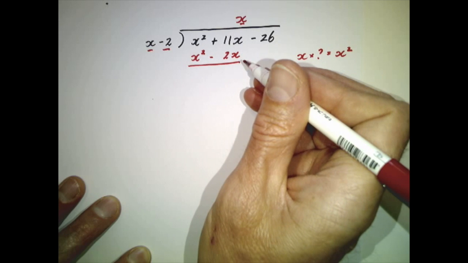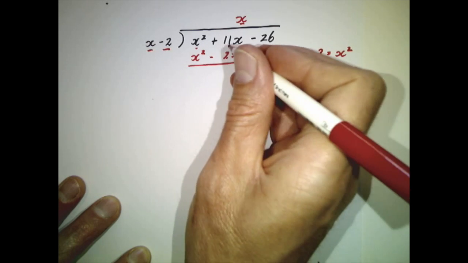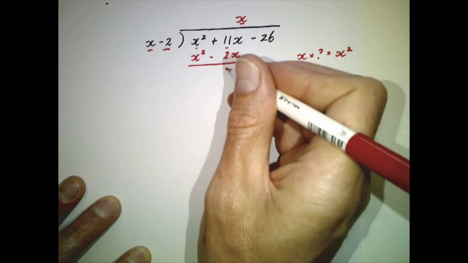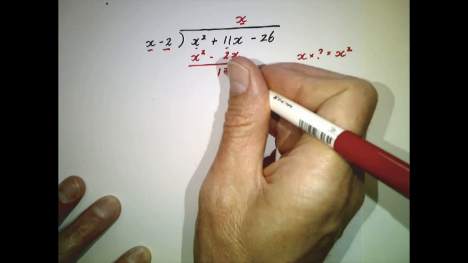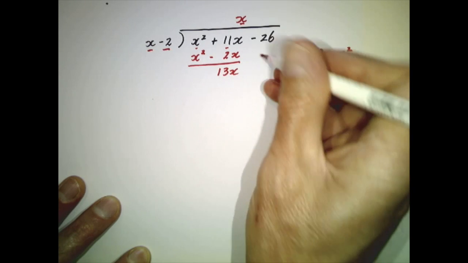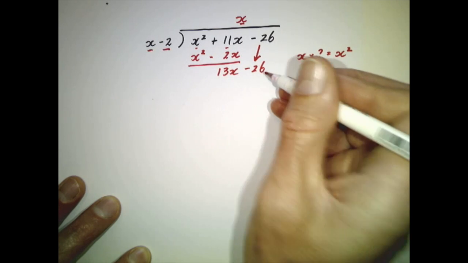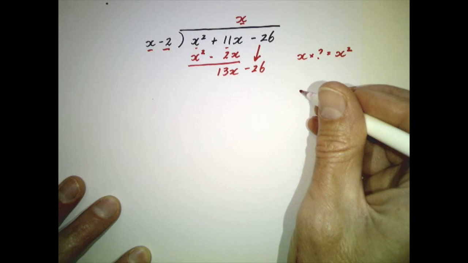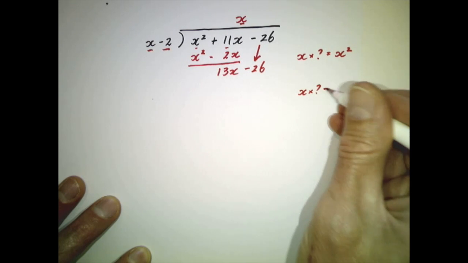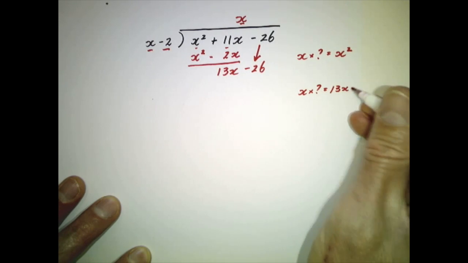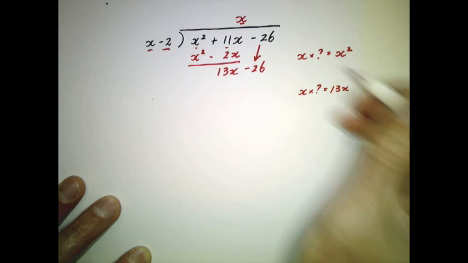We then multiply the first term of both expressions, that's x, and also multiply the x by the minus 2. We align that with the original expression in the dividend, and then we do a subtraction. So x squared minus x squared means that that disappears, and 11x minus negative 2x is 13x. We bring down the negative 26 and ask the same question as we did originally. What do we multiply x by to get 13x? And the answer to that is positive 13.